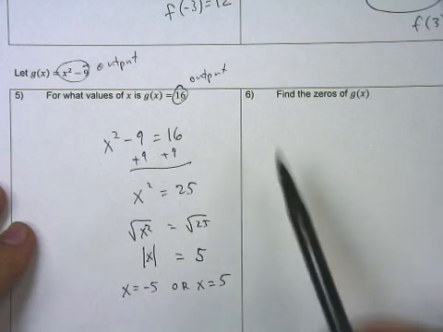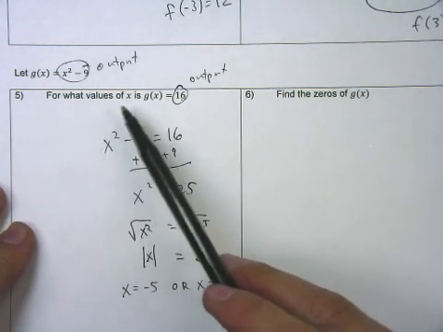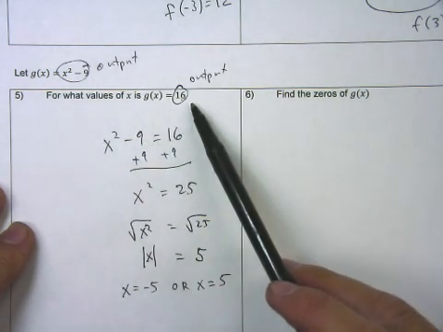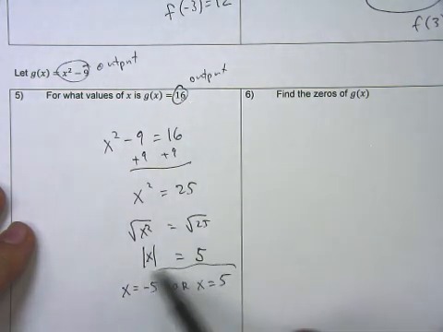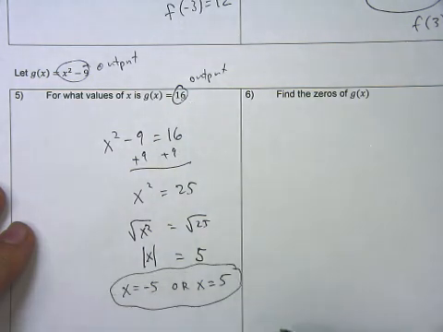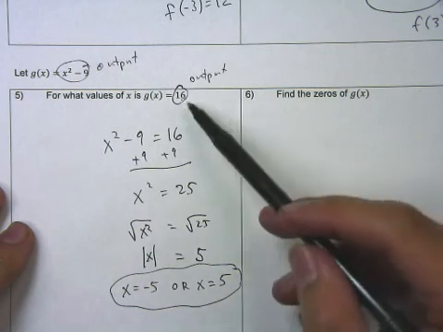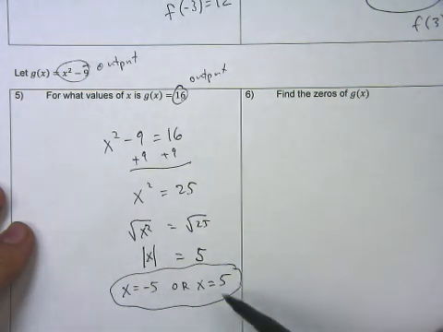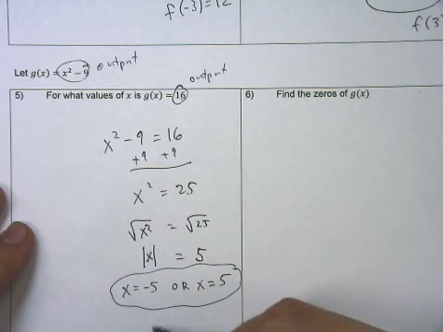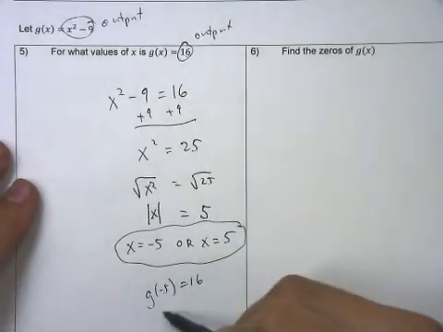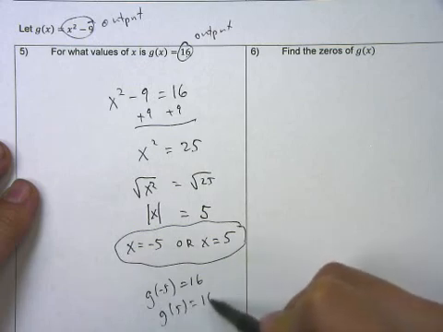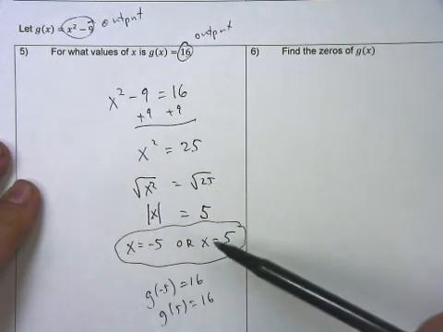Okay, so let's go back to our question. For what values of x is g of x equal to 16? Well, there are two. The two x values that give us an output of 16 are negative 5 and also positive 5. Right? So in other words, g of negative 5 should be 16, and also g of positive 5 should be equal to 16. Right? And you can check that if you don't believe me.